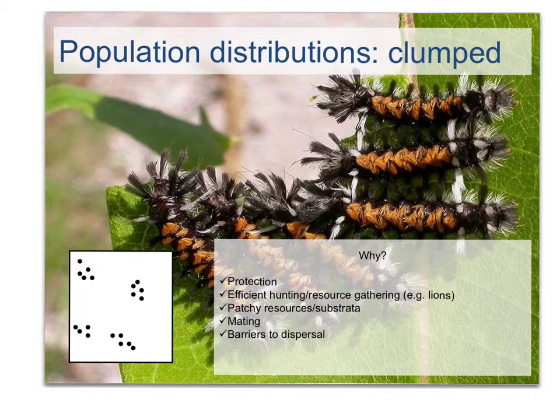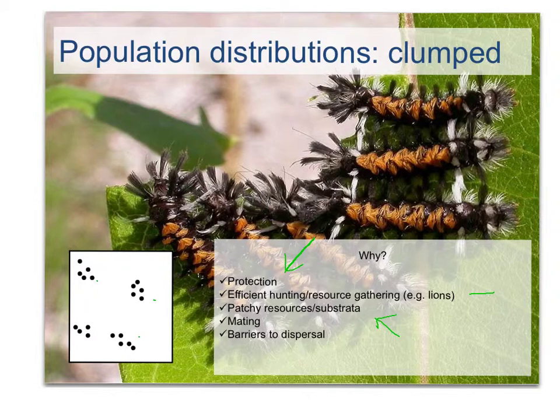So I'm not going to spend a lot of time reviewing that here, but remember all the ways in which group living can afford protection from predators, right? And cooperative prey capture. Sometimes organisms are clumped because their resources are clumped. If you feed on a particular plant and you're this kind of an insect, then you're going to have to be where those plants are, and so your distribution ends up clumped as well.